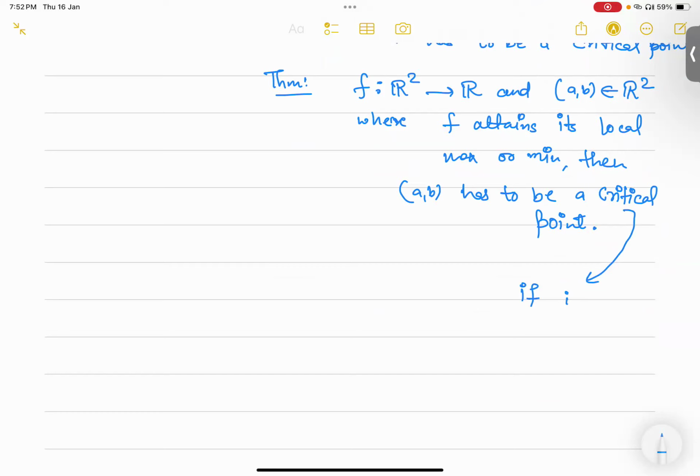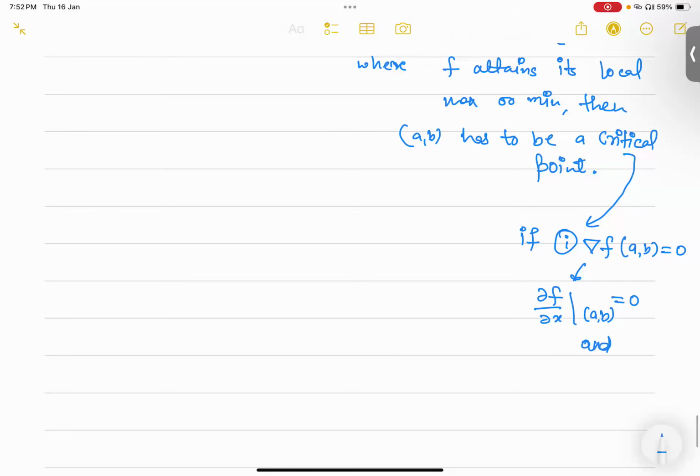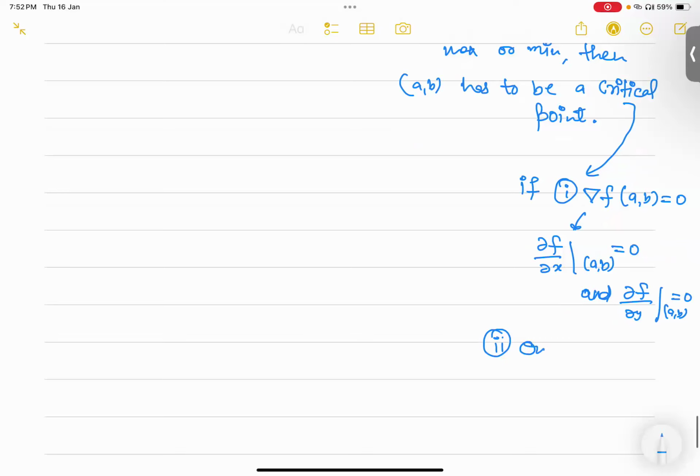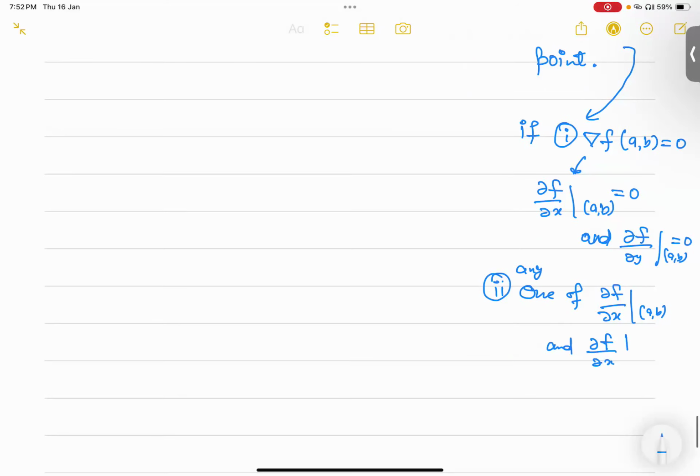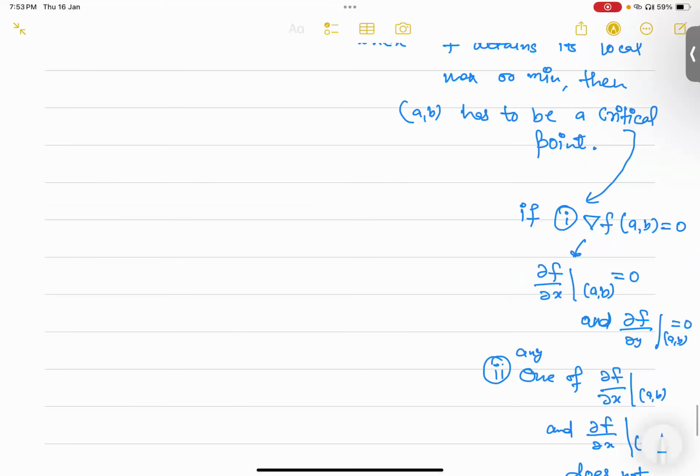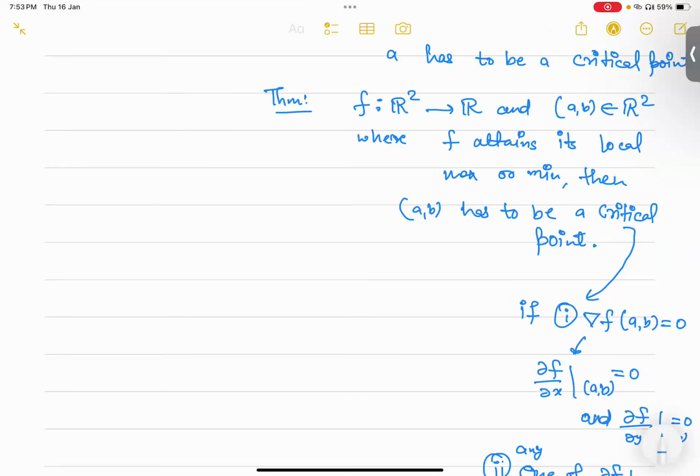If the gradient of f at (a, b) equals 0, which is nothing but del f upon del x at (a, b) equals 0 and del f upon del y at (a, b) equals 0, or the second condition, any one of del f upon del x at (a, b) and del f upon del y at (a, b) does not exist, then you say that point is a critical point. So if you are looking for a local maxima or minima, then just check for critical points. You will get local maxima or minima there only.